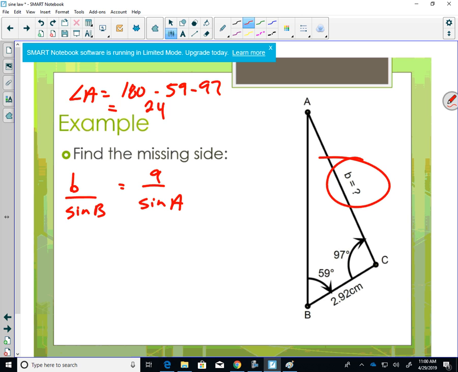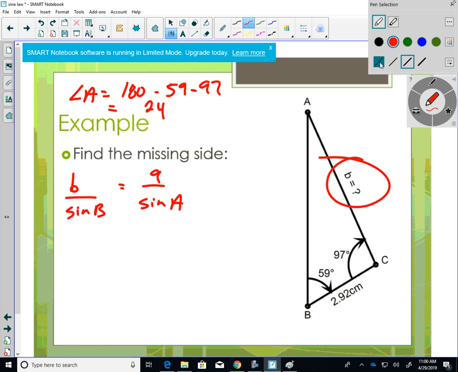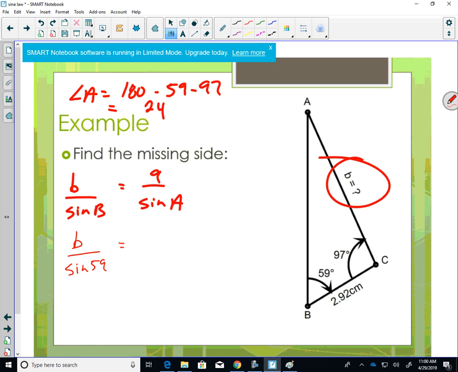Now that I have angle A, now I can fill in the things that I know. I'm solving for little b. That's always going to be the first unknown. Sine B is sine 59. Side A, just take your time here, side A is 2.92. And sine A is sine 24. Okay, we'll just pause there and make sure we got things right.